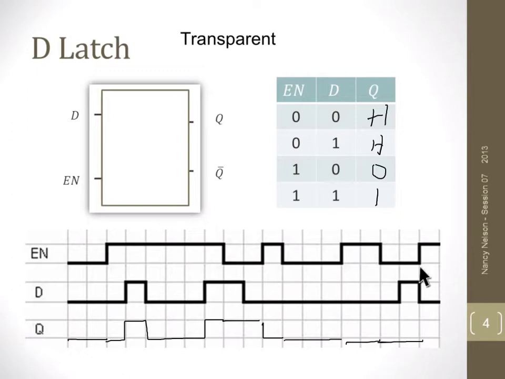And then finally, enable goes high again, so we're going to let the input show through. It's still low. So we have 2 points where we actually saw that data show through.